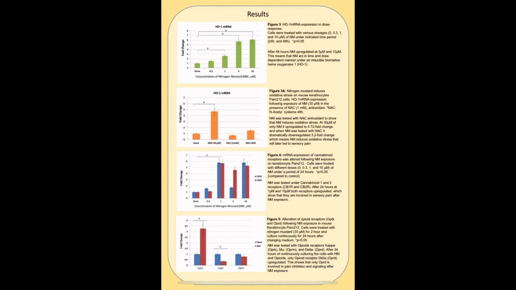Then, in figure 3a, we used 30 micromolar of nitrogen mustard and 1 micromolar of NAC. It downregulated, which meant that oxidative stress was introduced. This will later lead to inflammation and pain.